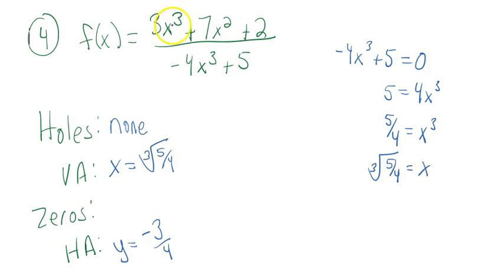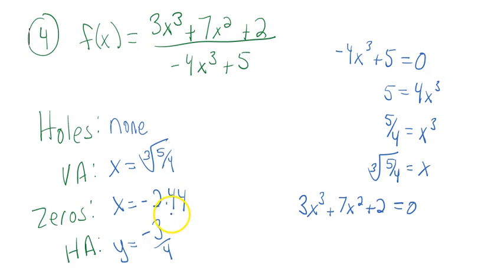Now, for the top, where is the top 0? You can ask that same question. 3x cubed plus 7x squared plus 2. But again, it's not factorable, and you can't use something like the quadratic formula because it's not quadratic. So this leaves you with one option, and that is to graph it using your calculator, which I cannot show on here because I can't put my calculator on this screen. So trust me when I say that we graph it and find a 0 at negative 2.44. I would recommend you pause the video and graph it and make sure that you can find that 0.